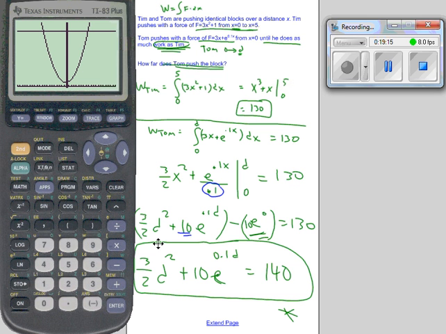And that equation, this is y1, this is y2, where they intersect right there will give me the value of d, the distance that Tom must push the block. So second calc, intersect, and we get that Tom needs to push it a distance of 8.8 meters or feet or whatever that distance is. So this is how much he needs to push it, 8.8.